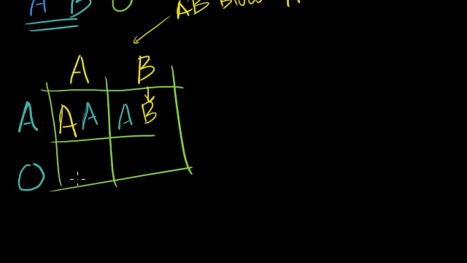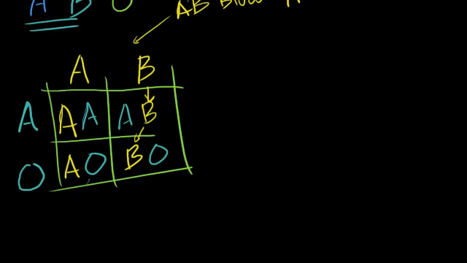You could get the A from your mom and the O from your dad, in which case you have an A blood type, because this dominates that. Or you could get the B from your mom, let me write it this way, B from your mom, that's this one, or the O from your dad. And this is a B blood type.